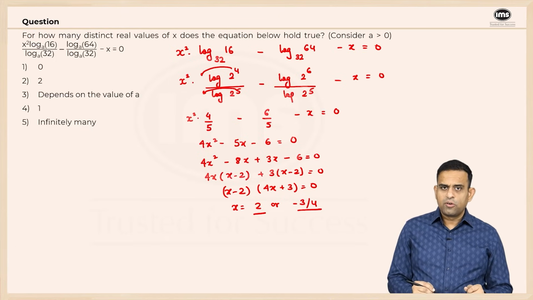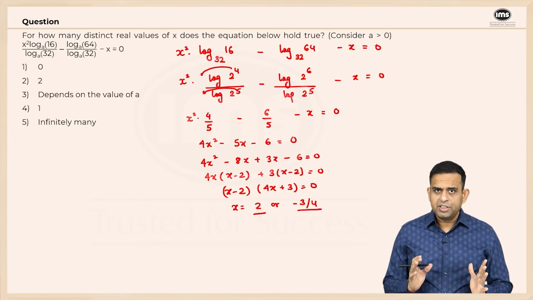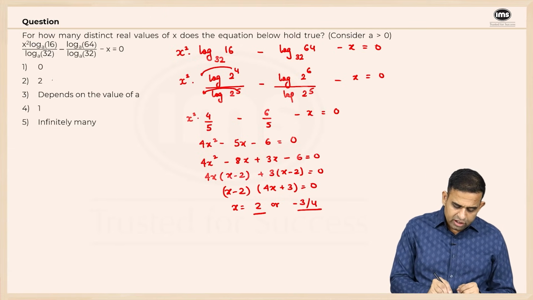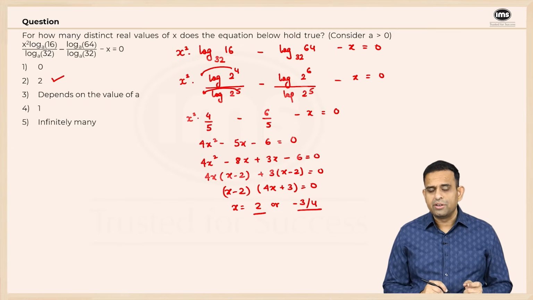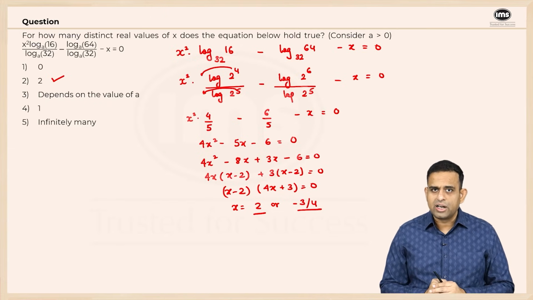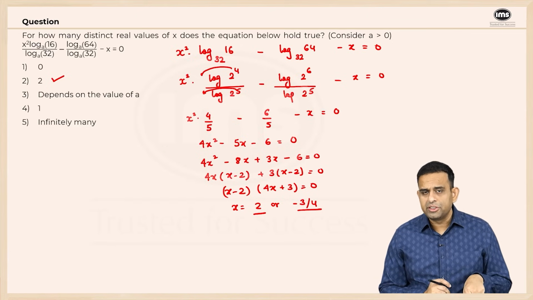Now in the context of log, one needs to be very, very careful. Clearly x equals 2 or minus 3 by 4 sounds perfectly possible, and hence many of us would be tempted to mark option number 2. But what is the problem if someone chooses option number 2 as the answer? Understand, the condition which they have told you is that a is positive.